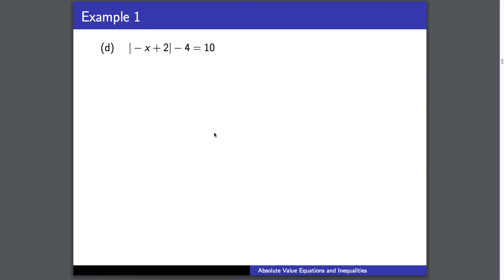All right, example 1, part D, we have the absolute value of negative x plus 2, and then minus 4 outside of that equals 10. So before we set this up as two separate equations, we have to get this absolute value expression by itself first. So the first thing we want to do is add 4 to both sides, and we get the absolute value of negative x plus 2 equals 14. So make sure you don't forget to get your absolute value bars by themselves first, especially if there's anything else going on outside of those.